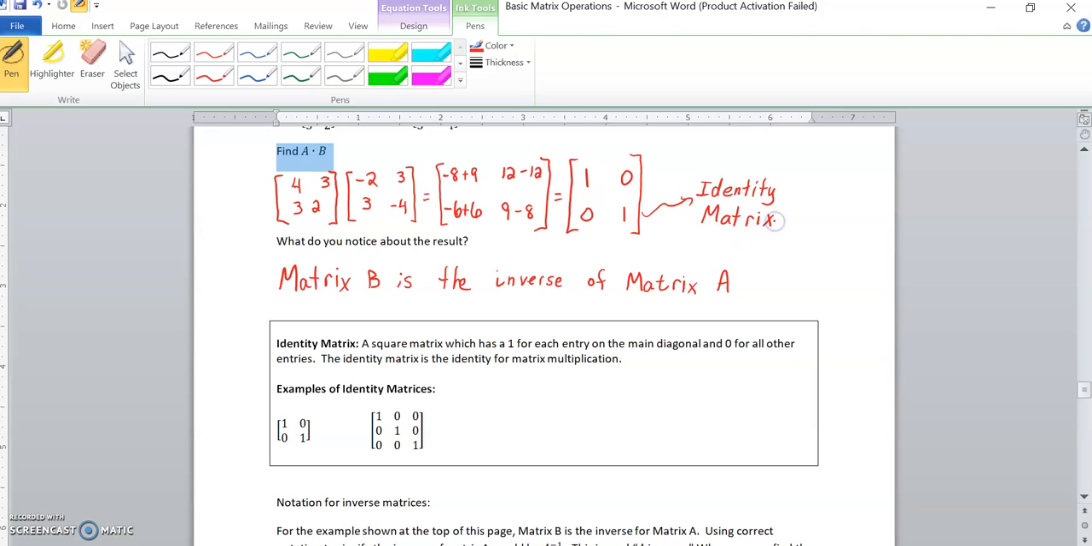I said the identity matrix. What I mean is it is an identity matrix because there are more than one of them. By definition, any square matrix, so the first thing is it has to be a square matrix, where there is a 1 for each entry along the main diagonal. The main diagonal is from top left going down to the right. If every entry along that diagonal is a 1 and every other entry is a 0, it is considered an identity matrix. And it is specifically an identity for matrix multiplication.